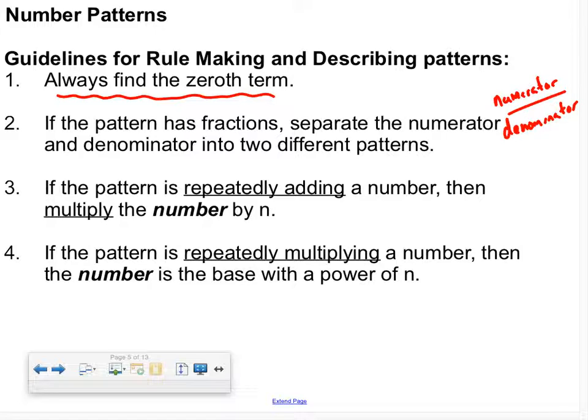If the pattern is repeatedly adding a number, then we're going to multiply that number by n. Right? That's going to be the rule then. If the pattern is repeatedly multiplying, then the number is the base with a power of n. The guidelines for 3 and 4 will be a little easier to see once we go over a couple examples here.